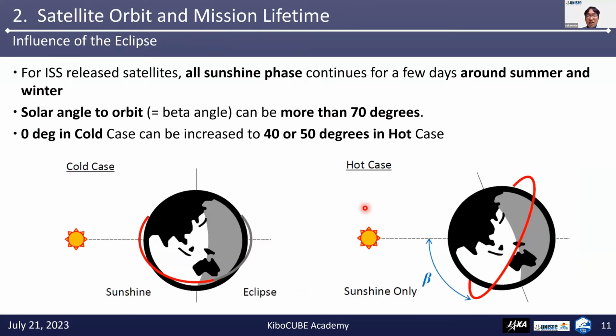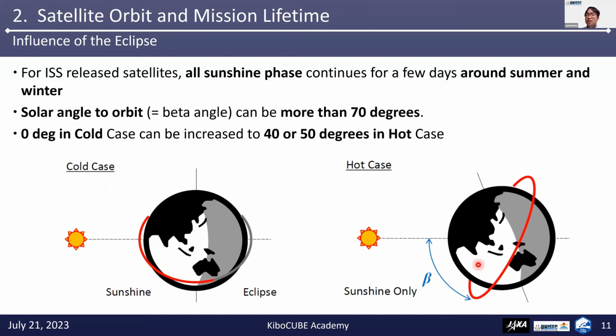For ISS-related satellites, the all-sunshine phase, in other terms the full sun phase, continues for a few days around the summer and winter. So the solar angle to the orbit can be more than 70 degrees, right figure. The left figure shows the 0-degree case. Generally, this angle is called the beta angle, the beta solar angle. And this 0-degree case is the cold case. Cold case means that your satellite temperature will reach its minimum.